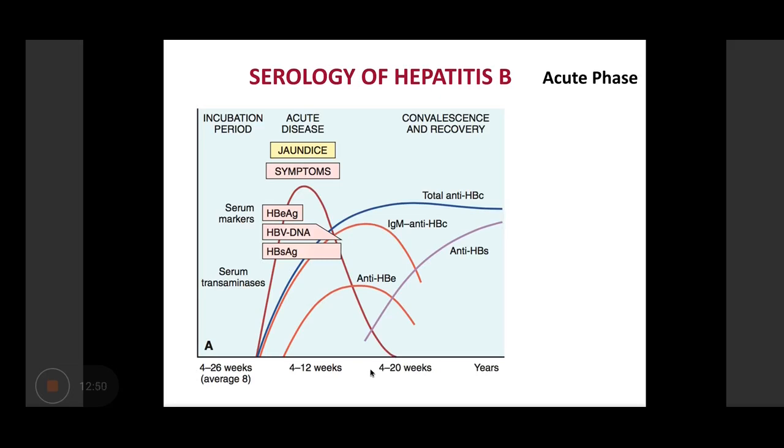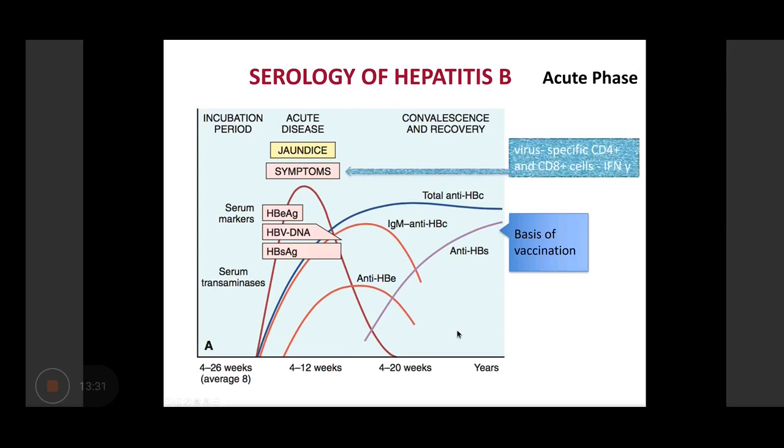Now, this is the serology. Again, I won't go into details except to tell you a few important points. When the symptoms appear, that is the time when hepatitis B surface antigen and HBV DNA, if you are testing for that, will be positive. However, there are, of course, some people that have a subclinical infection and remain asymptomatic. And when the anti-HBs titers develop, that is when recovery has occurred or they have cleared the infection and they are now immune to it. So this is the basis of vaccination, to develop the anti-HBs titers.